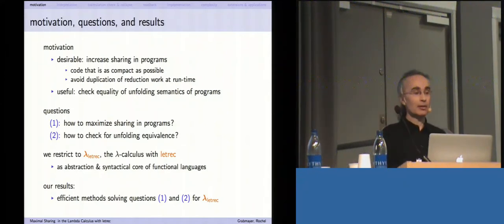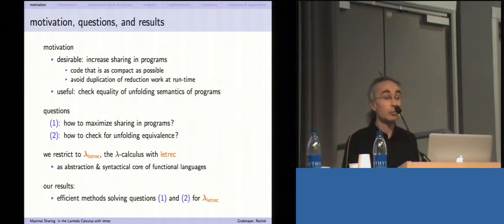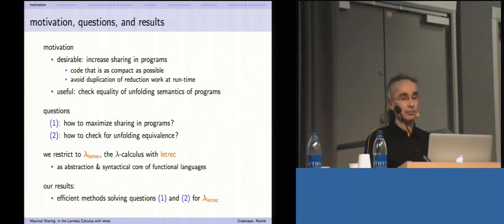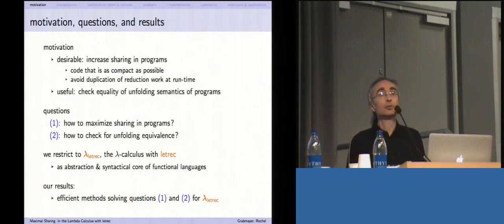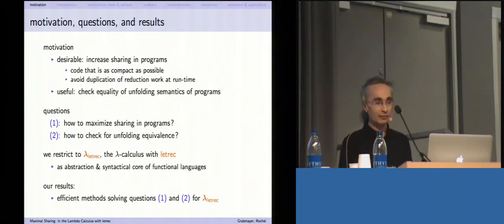Also, another motivation of our work is that it would be useful to check the quality of the unfolding semantics of programs. And this actually led us to two questions. The first question being how to maximize sharing in programs. And the second question, how to check in an efficient way for unfolding equivalence.